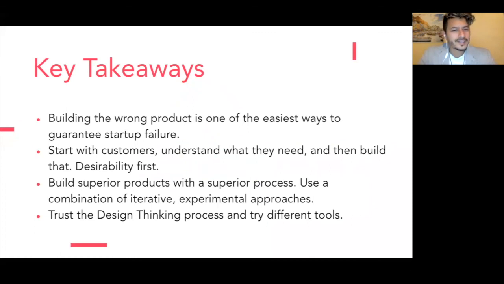So, key takeaways. Building the wrong product is one of the easiest ways to guarantee failure. Why? Because a wrong product will mean that nobody would like to use it. That means no customers, which means no money to survive. So, flip the coin.